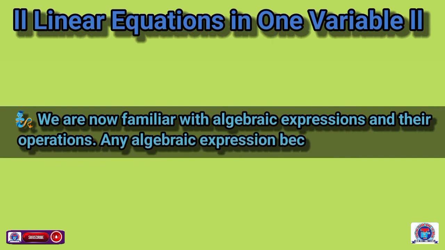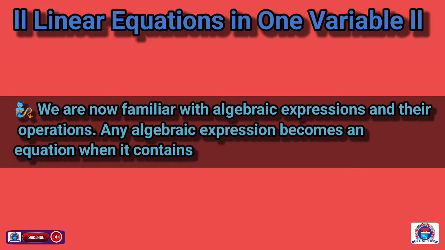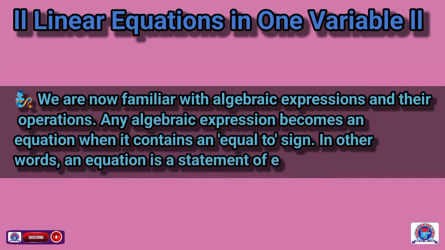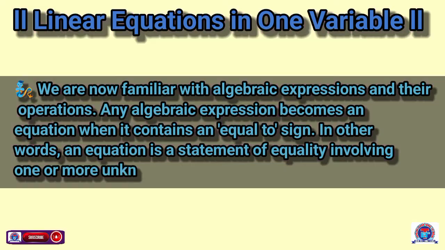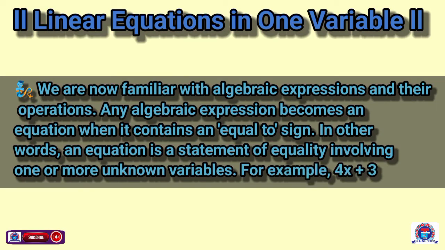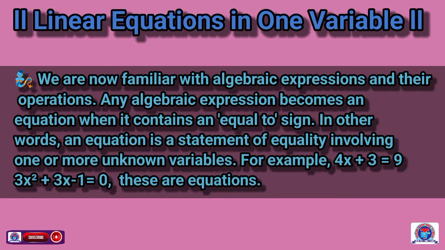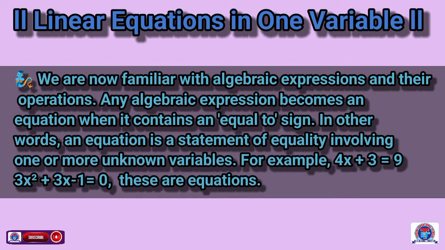So any algebraic expression becomes an equation when it contains an equal to sign. In other words, an equation is a statement of equality involving one or more unknown variables. For example, 4x plus 3 is equal to 9, 3x squared plus 3x minus 1 is equal to 0. These are the equations. Now we understand linear equation.